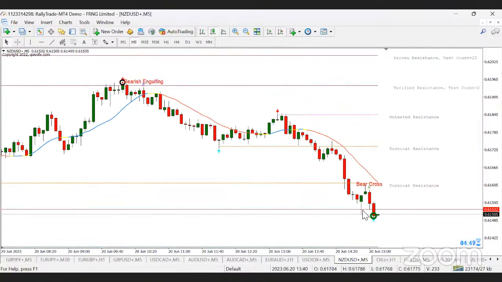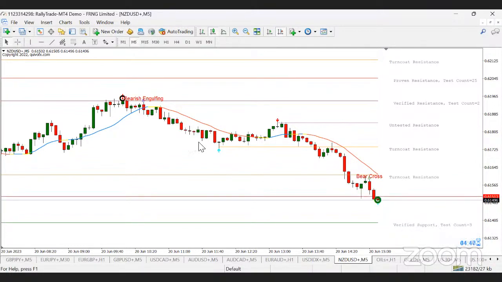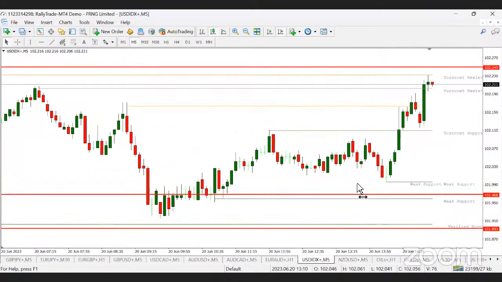Even the IPM indicator just showed what's called a bear cross, and of course I still have this particular verified support down to this point. So we're still selling NZD USD. If you're yet to enter your NZD USD trade, you still have time to enter.